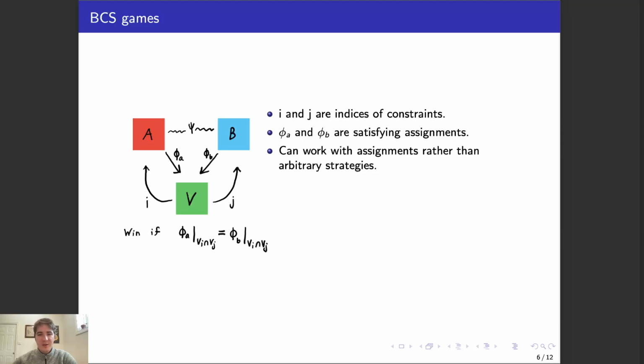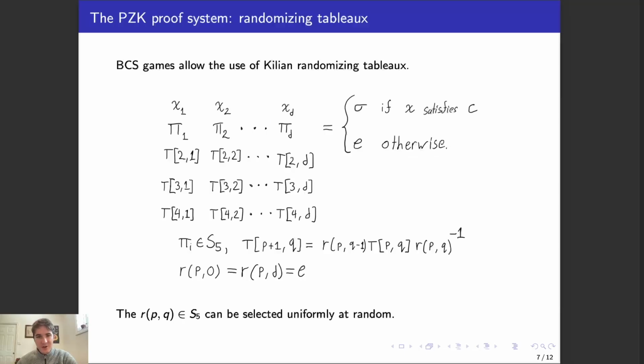An advantage of Boolean constraint system games is that we can work with assignments to the variables rather than with arbitrary strategies. In addition, BCS games allow for the use of Kilian randomizing tableaux, which let the players demonstrate to the verifier that they hold a satisfying assignment to the original BCS without revealing the value of too many of their assignments to the original variables.